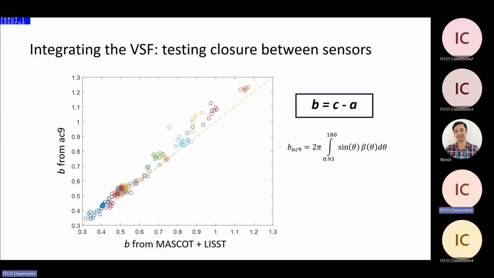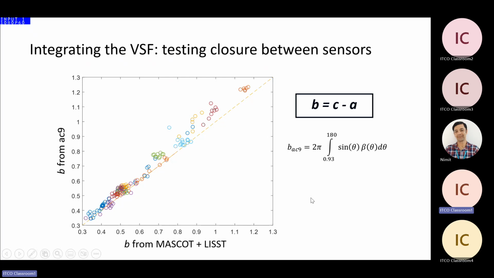Another way that you can test closure is this: we've got the MASCOT and the LISST, and they match up really well in that 10 to 12 degree area of overlap. But we're also measuring b from the AC9, and we know b from the AC9 has an acceptance angle of 0.93 degrees. So we can take our MASCOT plus LISST VSFs and integrate to get a b that should be copacetic with what we're measuring from the AC9. We use that 0.93 acceptance angle to 180 degrees. For the most part, they agree pretty well. At higher b, there's some divergence.